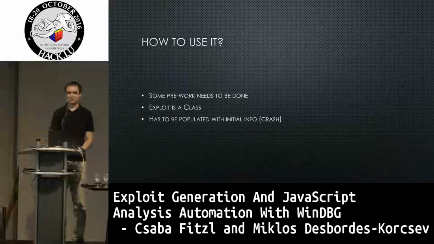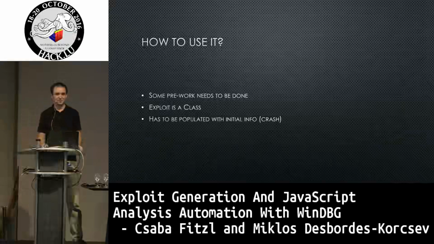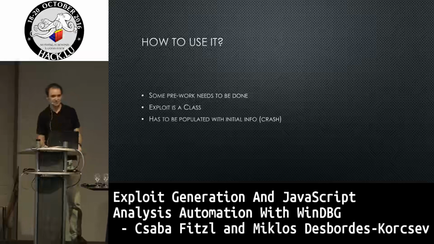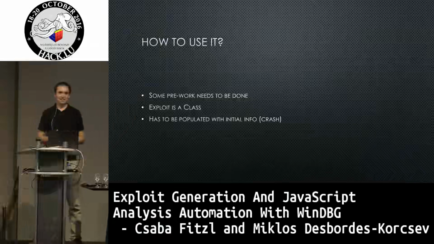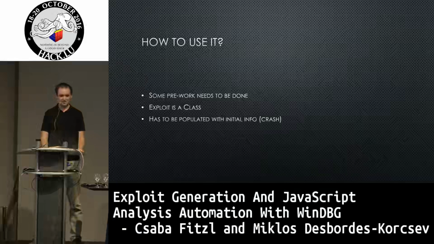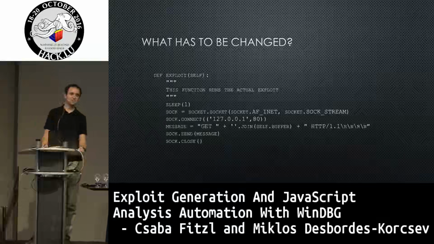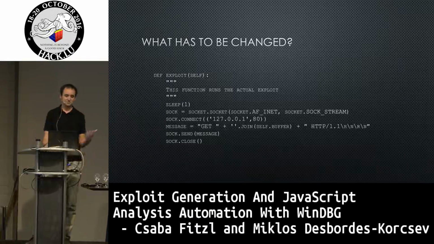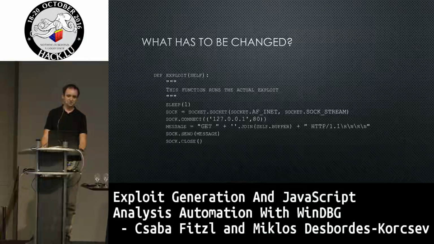So there is some pre-work that has to happen. You cannot just take any POC code that will crash the application and give it to the tool, because it cannot interact with it. I came up with an exploit class, and there are some functions inside it which have to be populated, mainly the exploit function, which basically defines how you crash the application. Again, this is written in Python. So you have to populate this function in order to work.